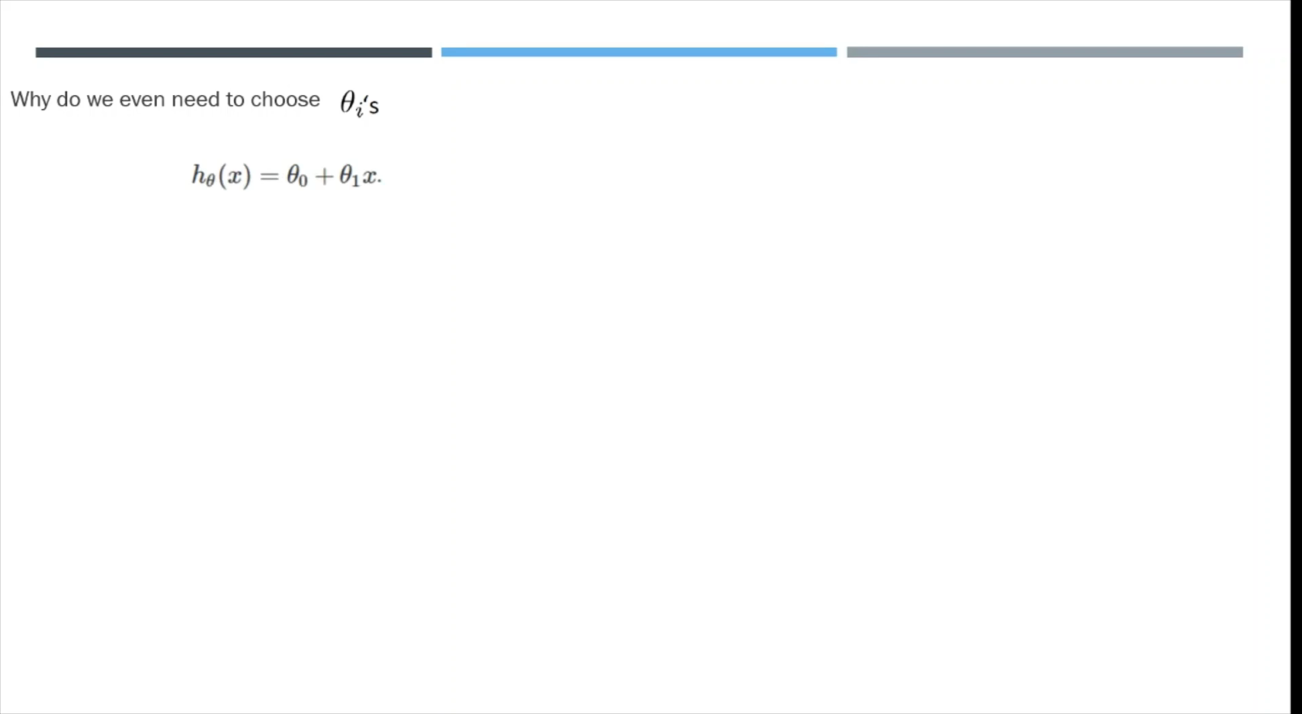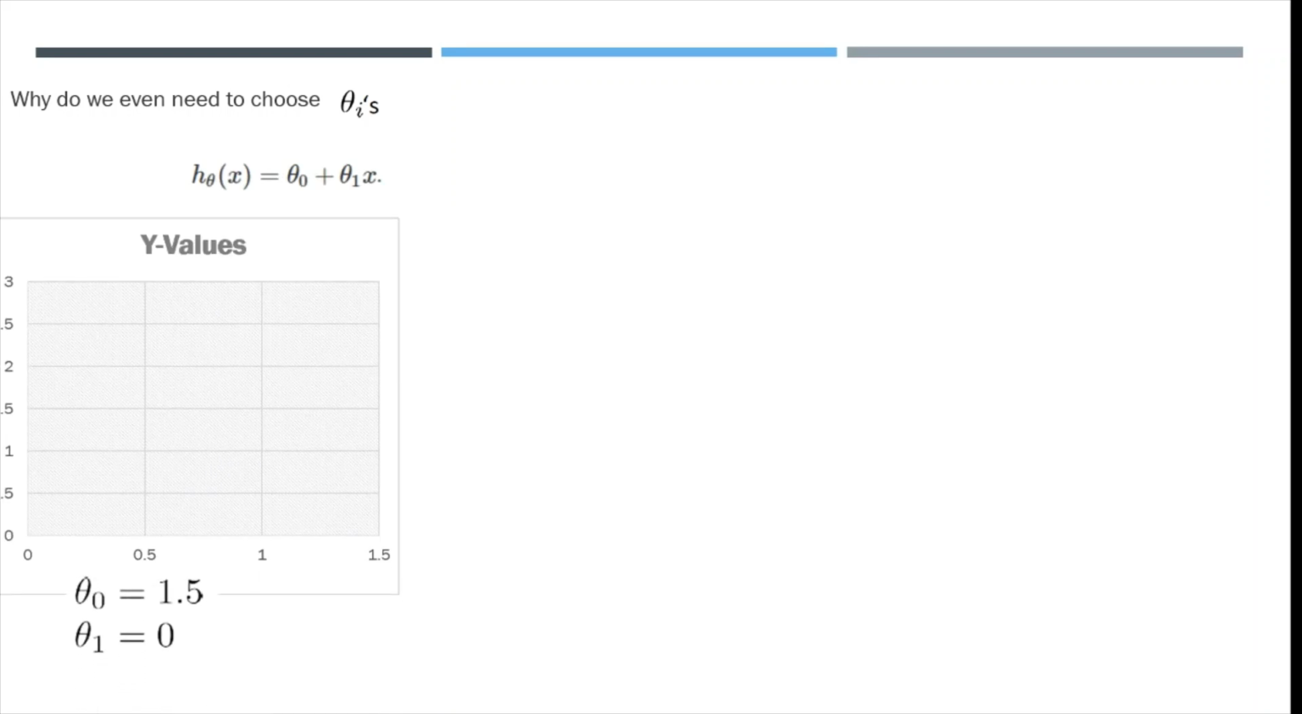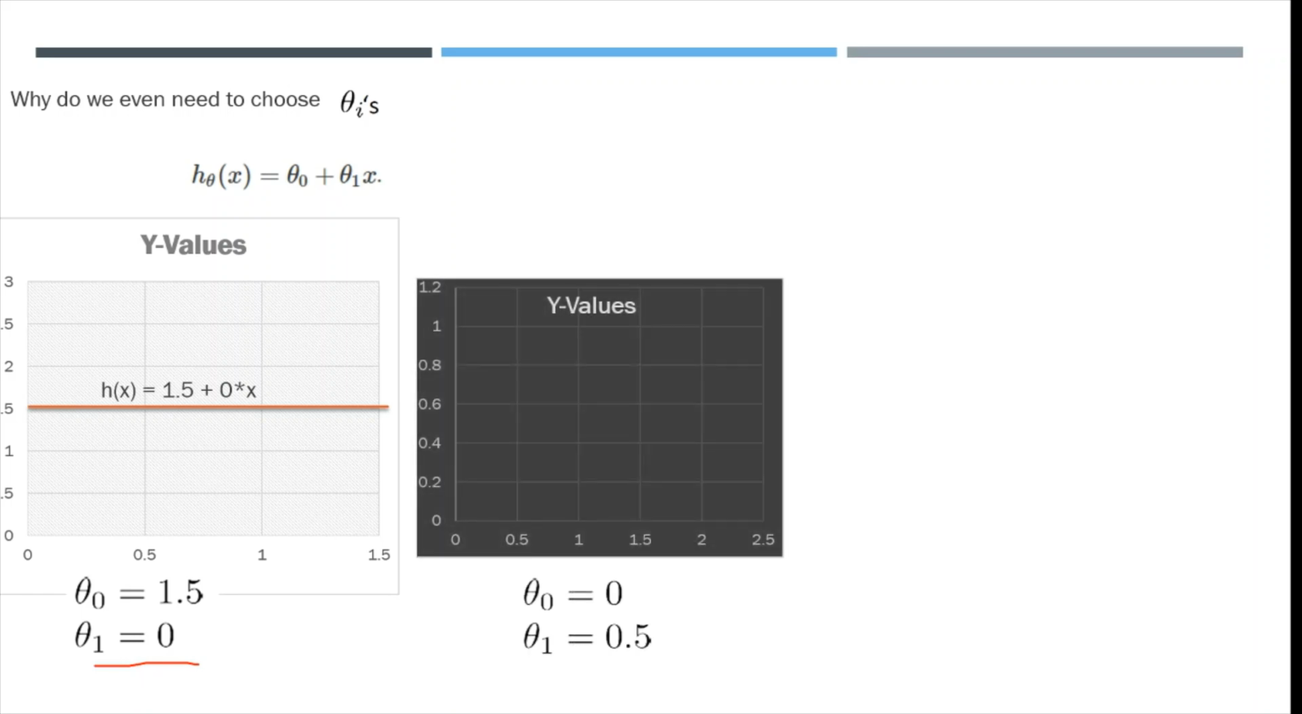For this, consider this graph where I take theta naught equals 1.5 and theta 1 equals 0. Then our hypothesis will be this red line, which is h of x equals 1.5 plus 0 into x. Now consider this graph where I take theta naught equals 0 and theta 1 equals 0.5, and then our hypothesis will be represented by this blue line, which is 0.5 into x.